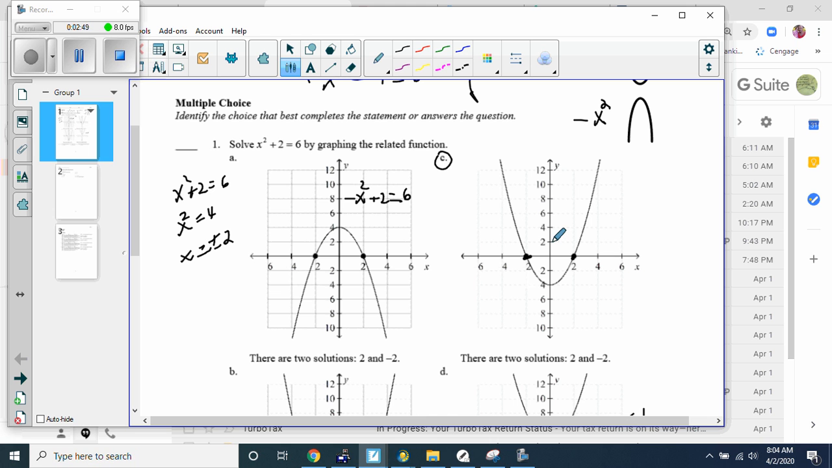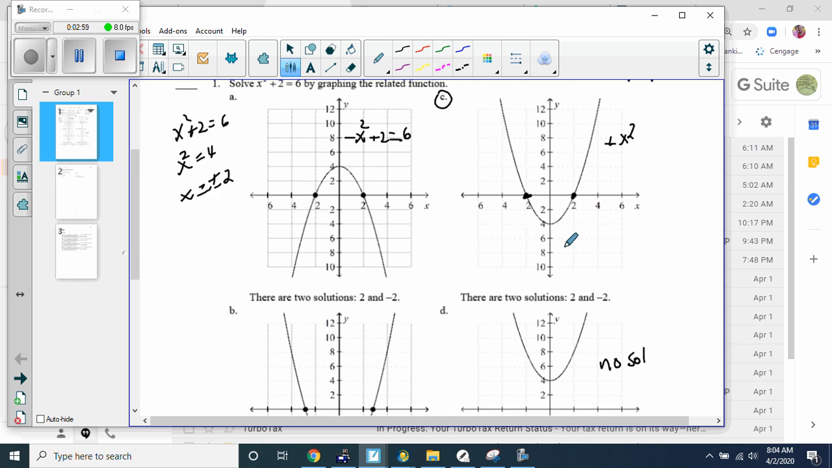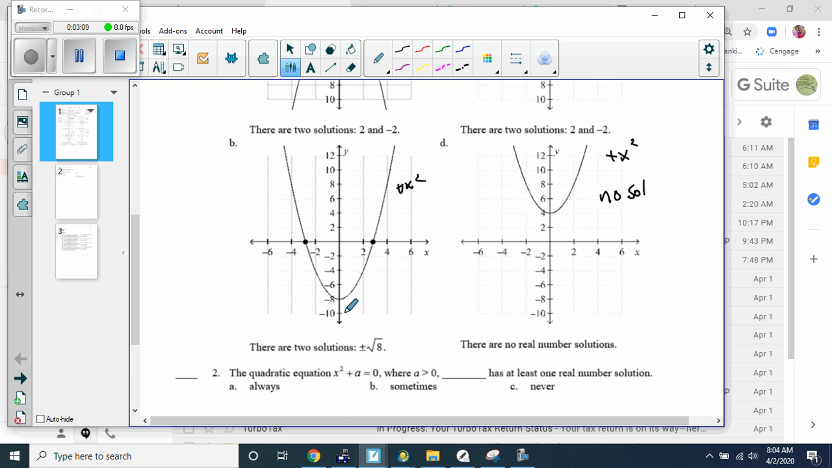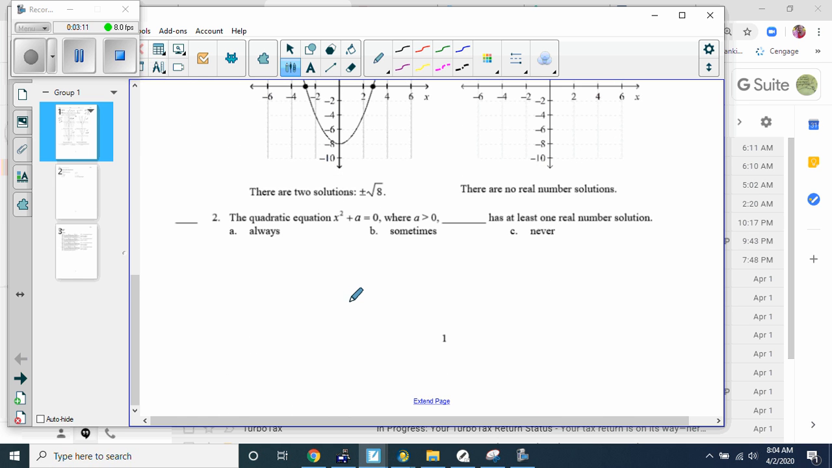So it's a happy face parabola, positive x squared, and when we solve it, we get plus or minus 2. Here is also a positive x squared, but there's no solution. And here, again, positive x squared, but the solution is plus or minus the square root of 8. Okay, the next question.